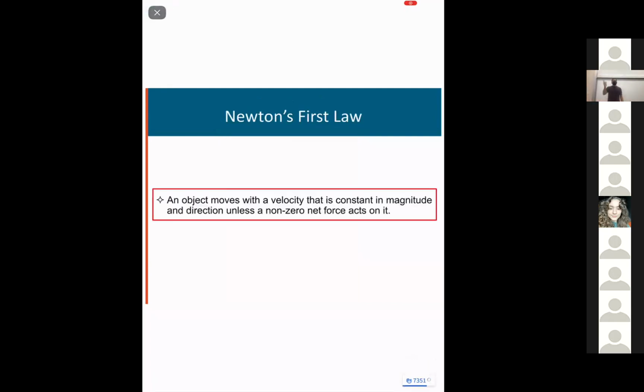Just to recap, Newton's first law says, as we now know, highly non-intuitive, that an object will move with constant velocity, that is constant magnitude and direction, unless it is acted on by a non-zero net force. And the word net, again, is important. There could be multiple forces acting on it, but if they all add up to zero, it will still move with constant velocity, which could include the situation where it's at rest, in which case the velocity is zero.